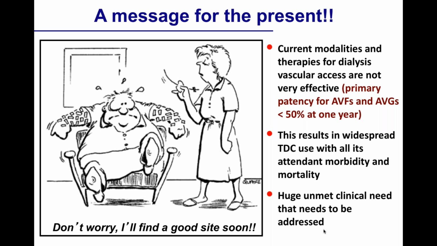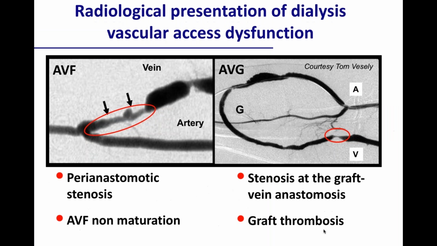And in my mind, that message really very clearly is that our current modalities and therapies for dialysis vascular access are really not very effective. The primary patency for fistulae and grafts is about 50% at 1 year, between 50 to 60%. And this, of course, results in widespread use of tunnel dialysis catheters with all of its attendant morbidity and mortality. So clearly, there is a huge unmet clinical need, I think, that needs to be addressed in this area.